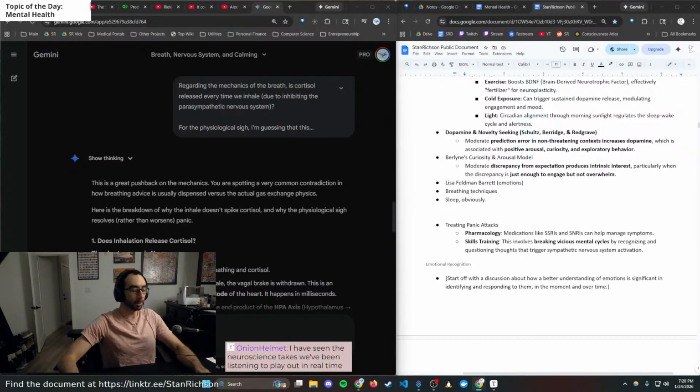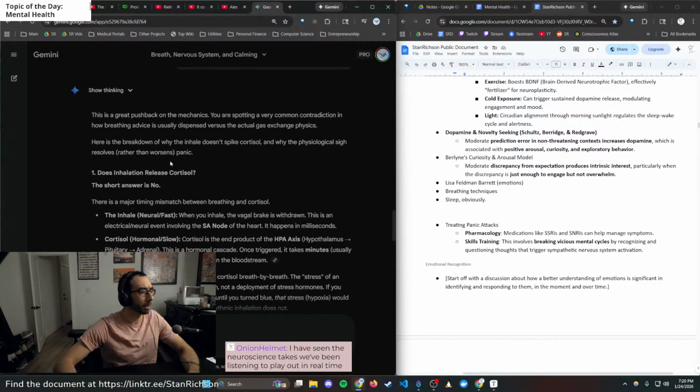See what's useful. All right, this is a great pushback on the mechanics here, spotting a very common contradiction in how breathing advice is usually dispensed versus the actual gas exchange physics. Here's a breakdown of why the inhale doesn't spike cortisol and why the physiological sigh resolves rather than worsens panic.